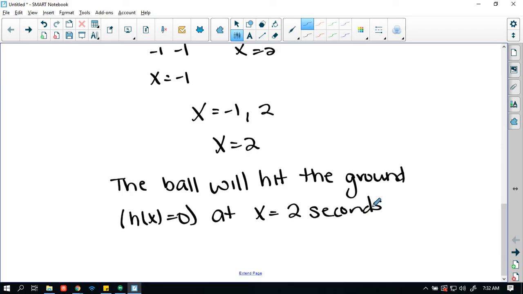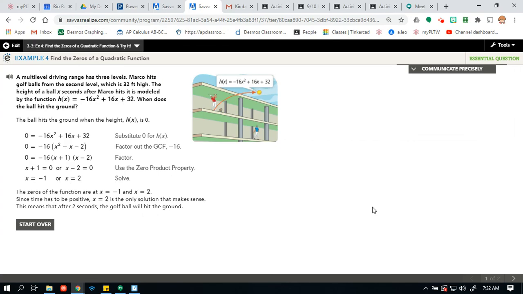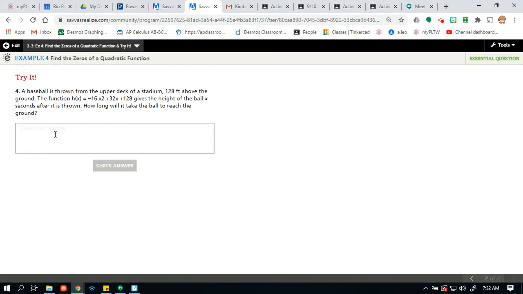Always, when you have a word problem, make sure you end the word problem with words. So re-describe what the problem was asking you and state the answer in a sentence or in word format, in a complete sentence. All right, guys, so that is Marco. The Try It has it.